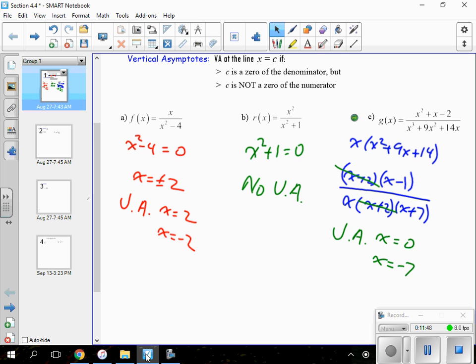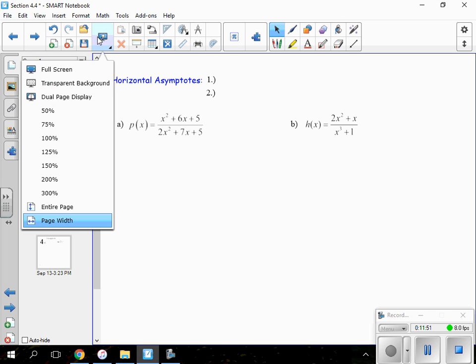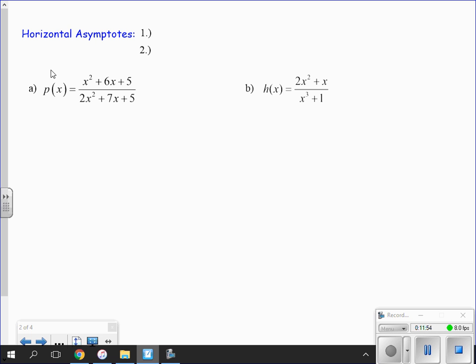Okay. Back here. Okay, horizontal asymptotes. You may have noticed that it appeared that it went out to a straight line as you're going off to the sides. Horizontal asymptotes. If the degree of the numerator is smaller than the degree of the denominator, then the x-axis is a horizontal asymptote.